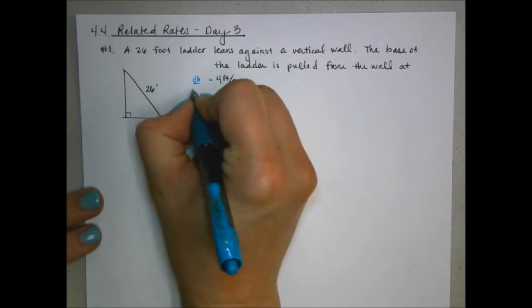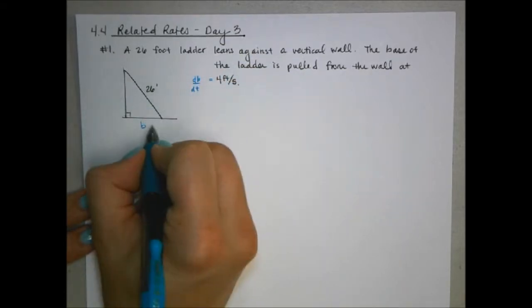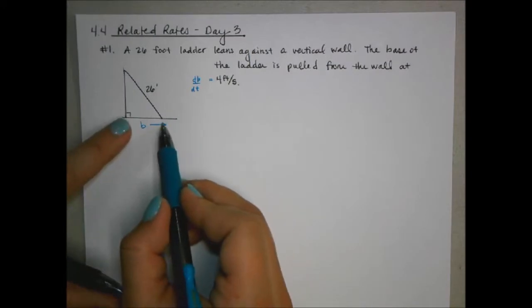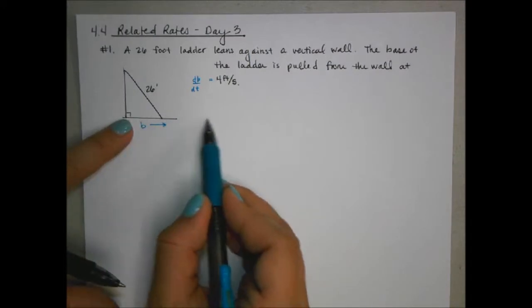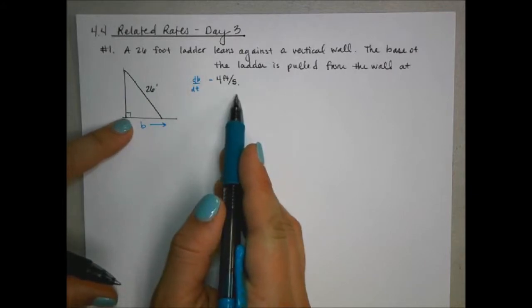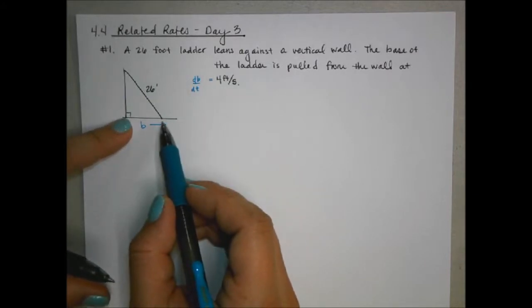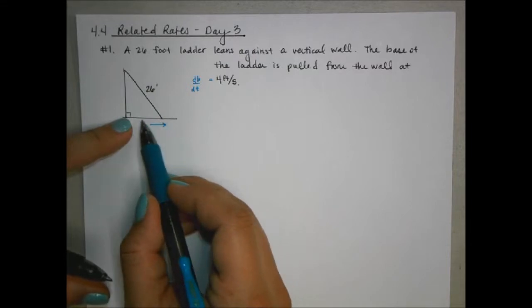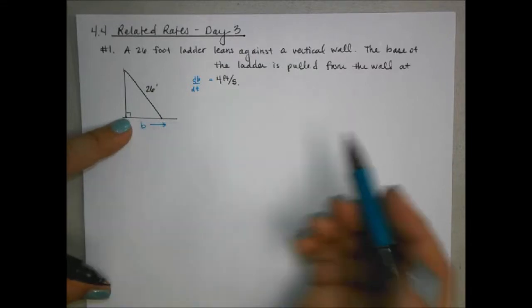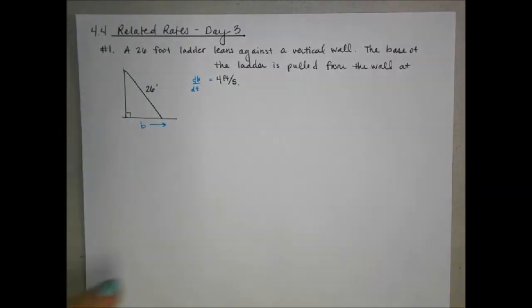Now, this time, because the base is moving away from the wall, the length between the base of the ladder and the wall is getting bigger. So dB/dt should be positive 4 feet per second. Remember in the last problem with the ladder, the base was pushed toward the wall, so we had to label this value as a negative rate of change. So for now, it'll stay positive.